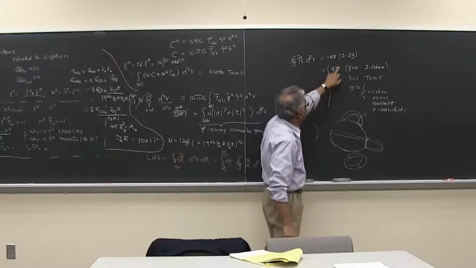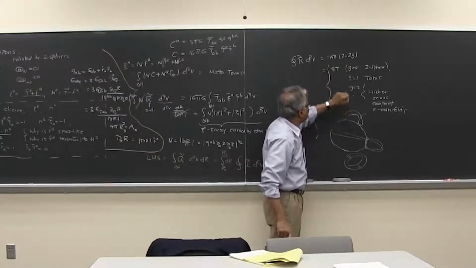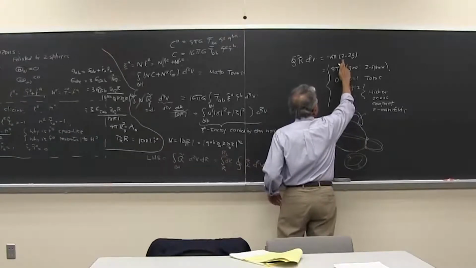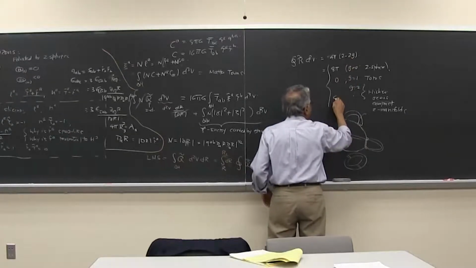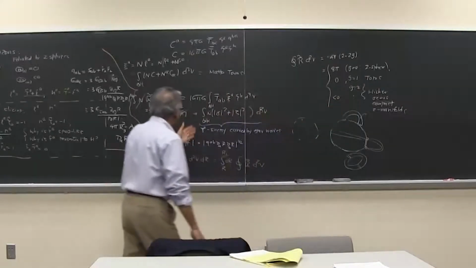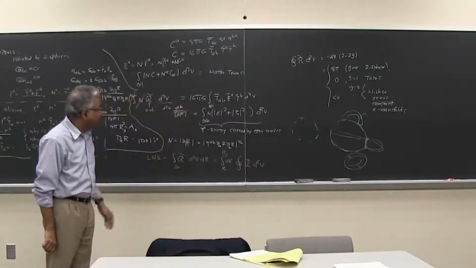So what you notice here is that for g equal to 0, you just get 8 pi. For g equal to 1, you are going to get 0, because 2 minus 2g for g equal to 1 is 0. And for all higher genuses, you get negative. But if we look at the right-hand side, what is the right-hand side?